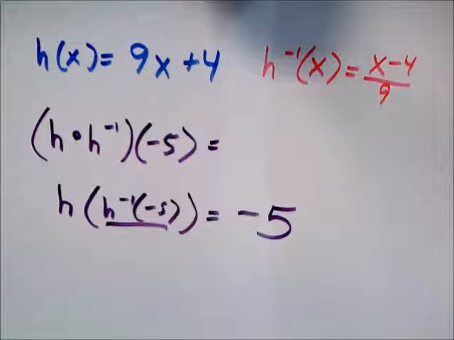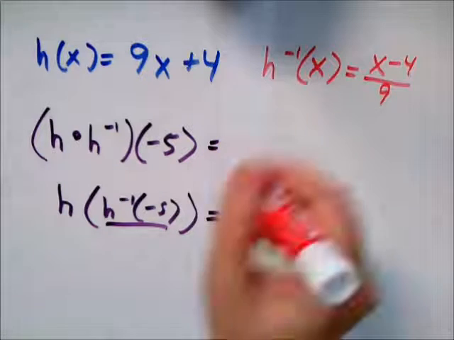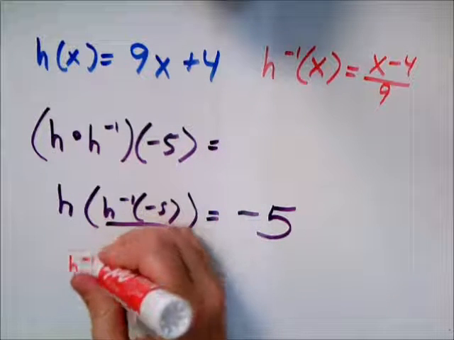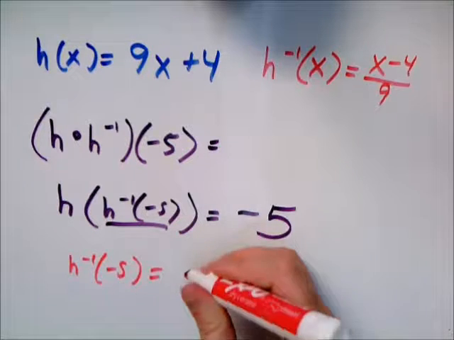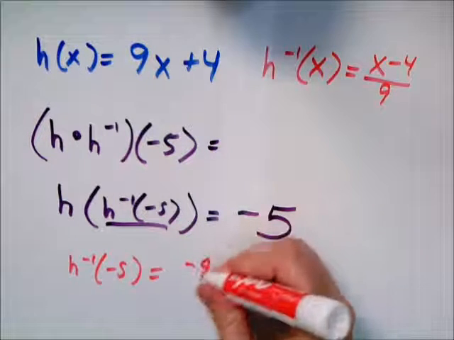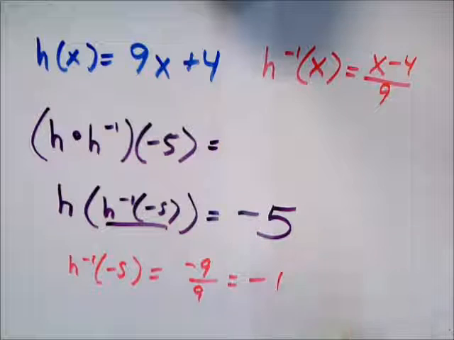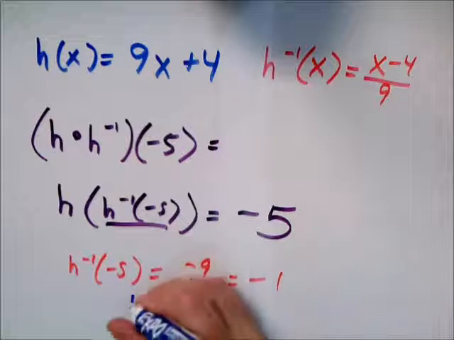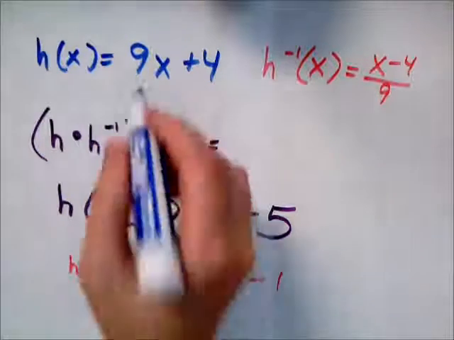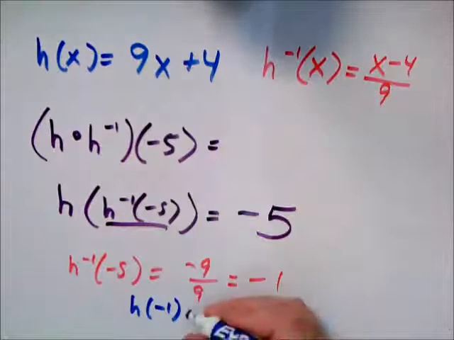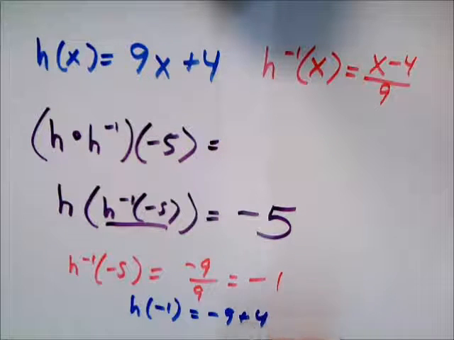Well, let's try it. If I put -5 into h inverse, so -5 minus 4, so -9 over 9, I get -1. And then if I put that into the original function, so -9 plus 4, I get -5.